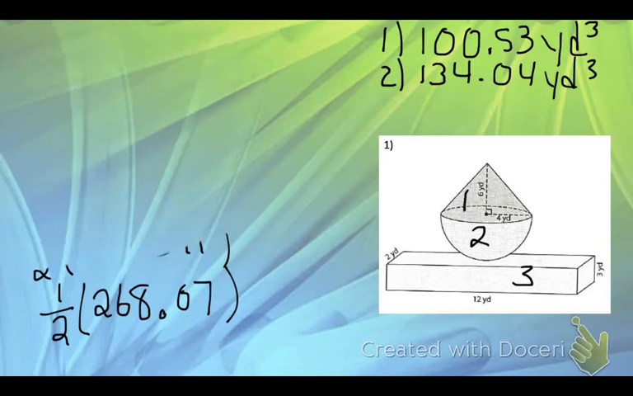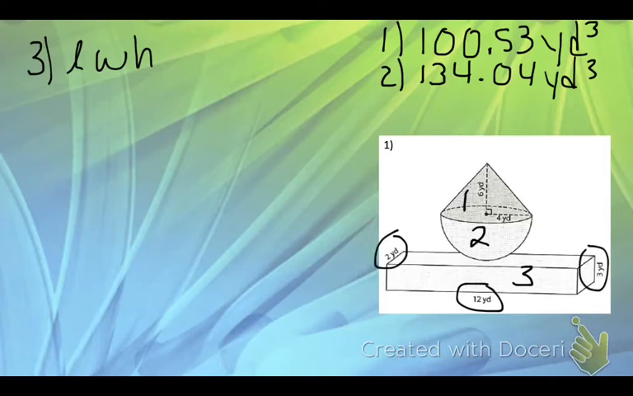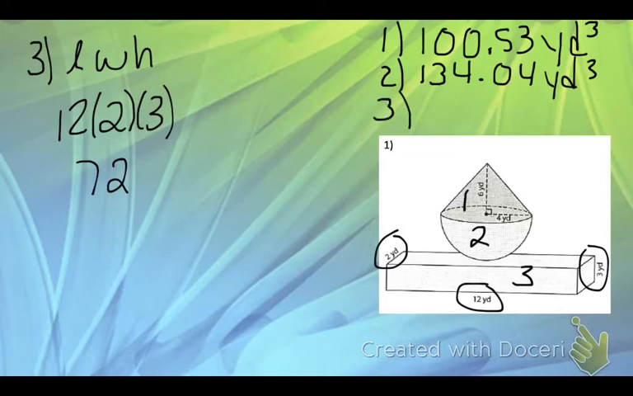Okay, the last one is the easiest one, and it's a prism. And the volume of a prism, which you did not actually learn this year, but you should know it because it's really easy, is length times width times height. So we just take all three of these numbers. We take 12 times 2 times 3, and we get the volume of our prism. So I'm just going to multiply 12 times 2 times 3 and get 72. So my third shape is 72 yards cubed.